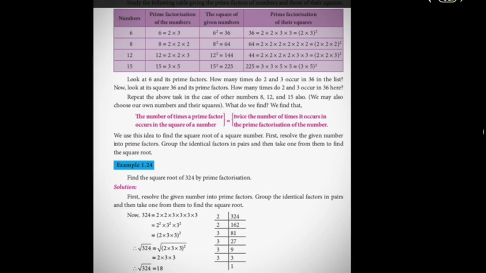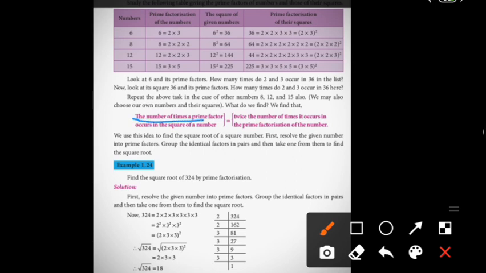The number of times a prime factor occurs in the square of a number is equal to twice the number of times it occurs in the prime factorization of the number. Once again, the number of times a prime factor occurs in the square of the number is equal to twice the number of times it occurs in the prime factorization of the number. This is an important formula.